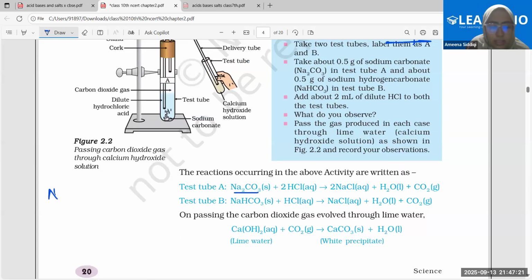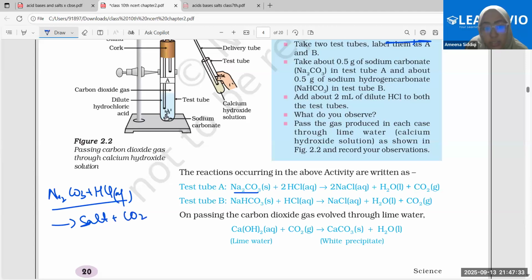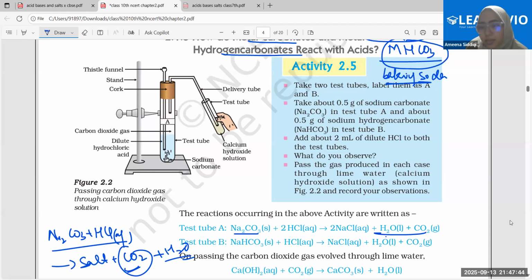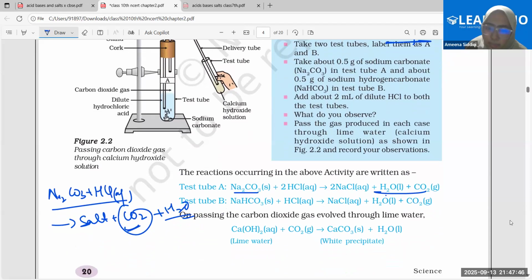Between sodium carbonate, let's say we are taking sodium carbonate plus acid, what will be the reaction between them? General reaction: always salt of the metal, plus carbon dioxide, very important, a characteristic part of this reaction, along with the formation of water. And similarly, for the sodium bicarbonate, the same products will be formed.